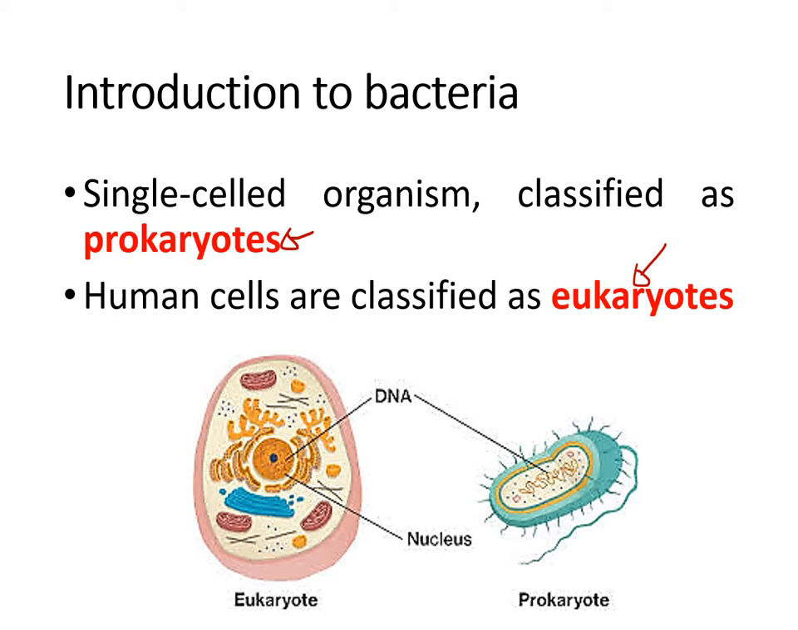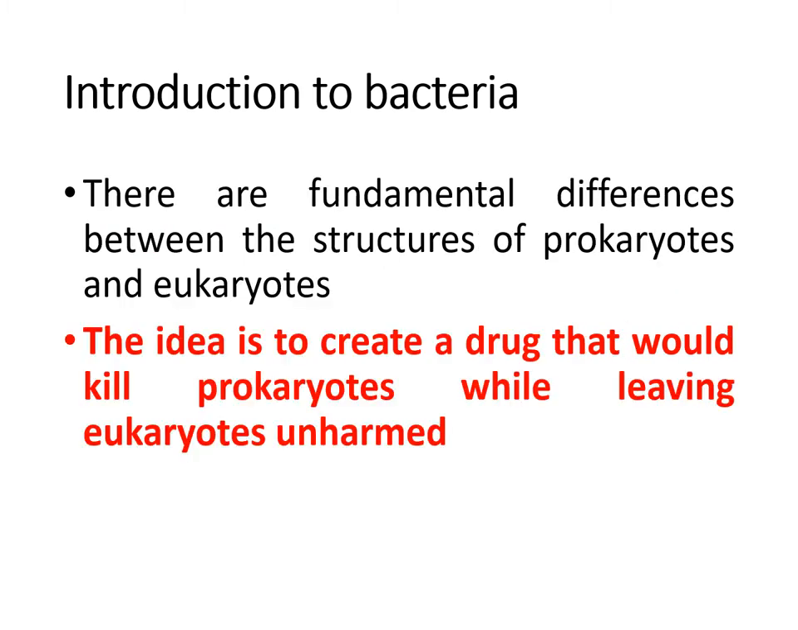And here is a picture of each, and you can see there is a lot more going on in the eukaryotic cells than in the prokaryotic cells. There are fundamental differences between the structures of prokaryotes and eukaryotes, as you can tell from the diagram on the previous slide. One of the reasons why antibiotics are so wonderful and so powerful and so effective is that they selectively kill off all the prokaryotes, all the bacteria, but leave the human cells, the eukaryotic cells, unharmed. And that's the desired effect, right? You want to be able to kill off the things that you don't want, which is the bacteria in this case, while leaving your own cells untouched, unharmed.